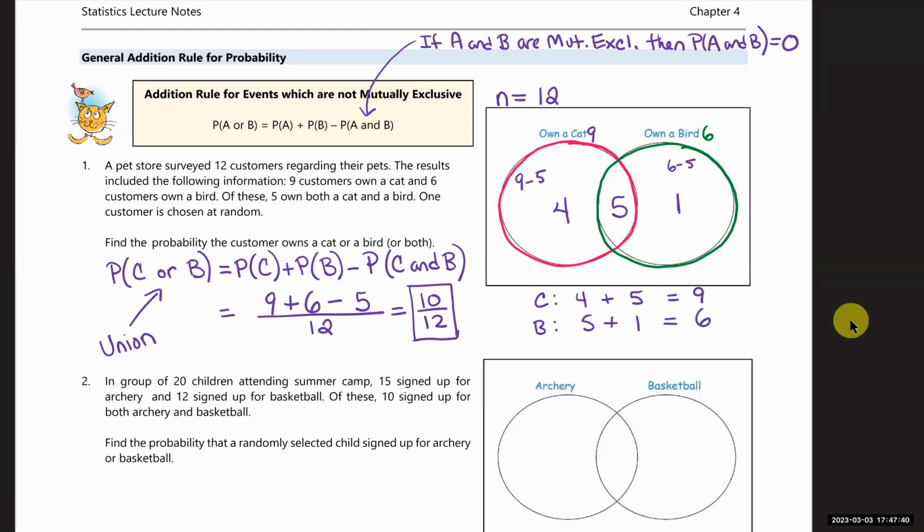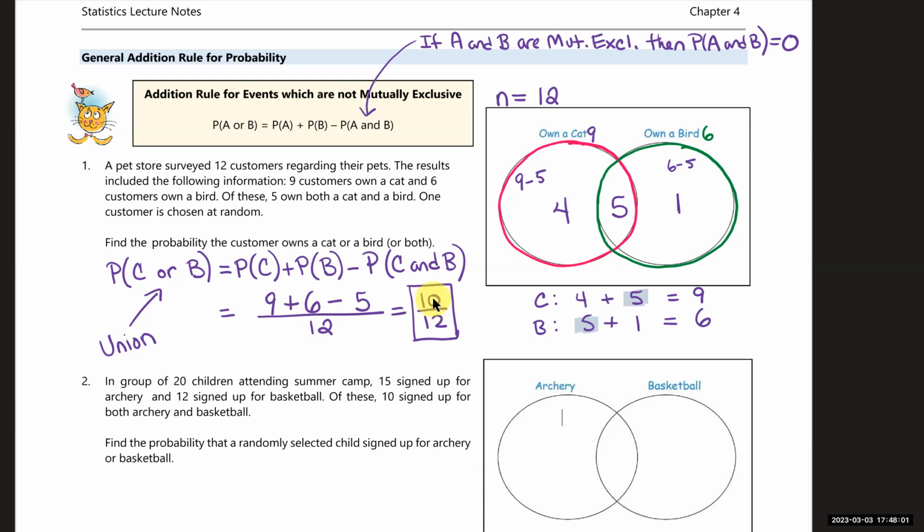Okay. So this is why if I just add the 9 plus the 6, you'll see that in that total, the 5 people were included twice. And that again is why we subtract. And then let's talk about another way to see that the correct answer really is 10. So union.